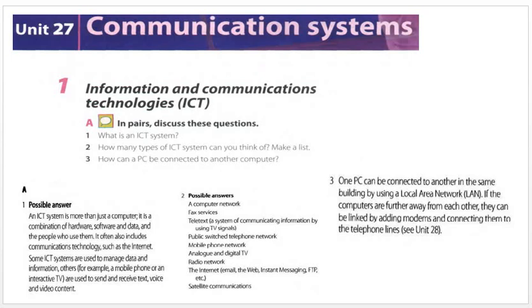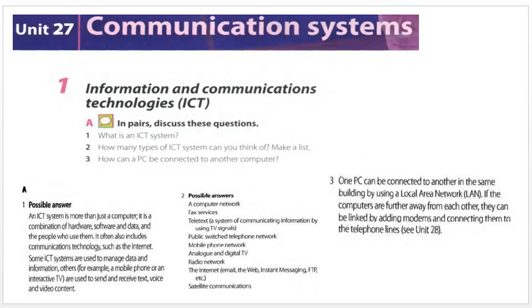The first question, what is an ICT system? An ICT system is more than just a computer. It is a combination of hardware, software, and data, and the people who use them. It often also includes communication technology such as the internet. Some ICT systems are used to manage data and information. Others, for example a mobile phone or an interactive TV, are used to send and receive text, voice, and video content.